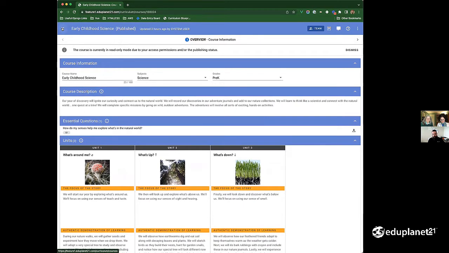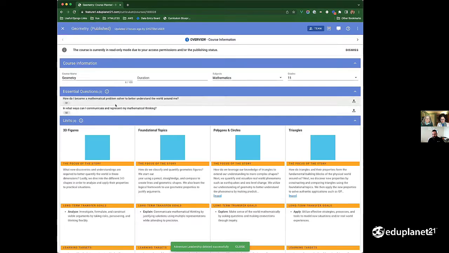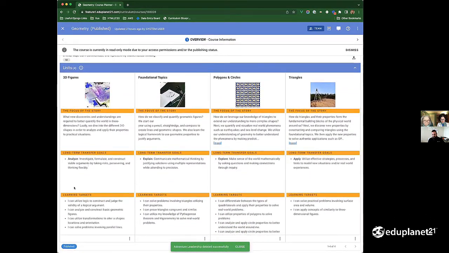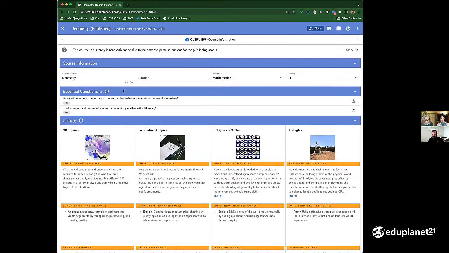So the different types of fields. I'll show you another quick one. So geometry. Here we are again. We've got some long-term transfer goals and some learning targets there as well. So again, totally flexible based on your needs, and we're able to do that. And also on a subject or grade basis as well. It really doesn't matter.